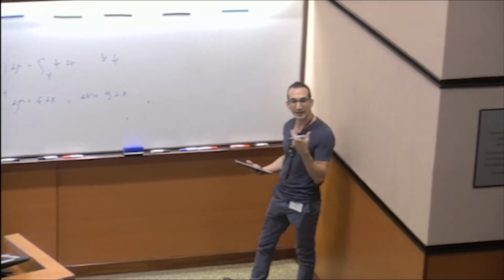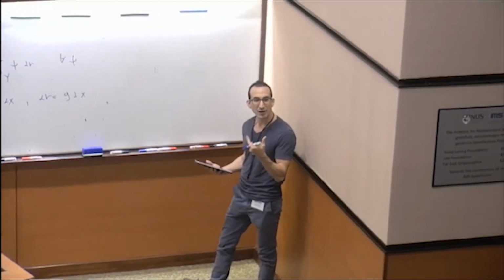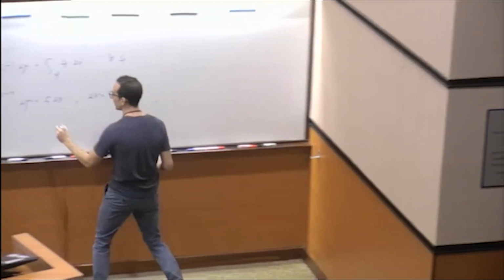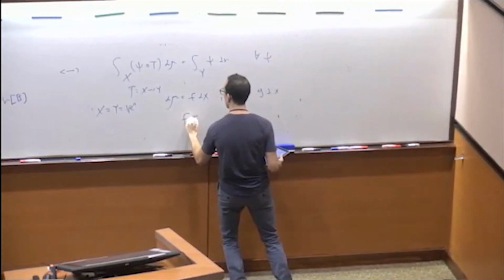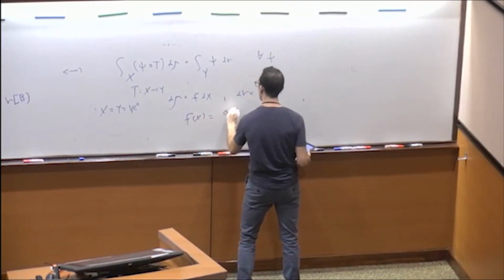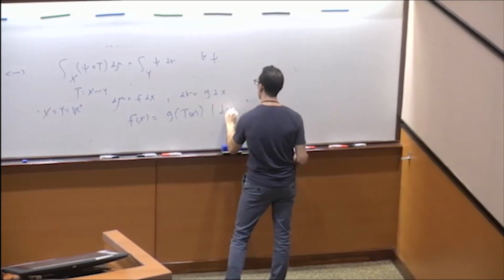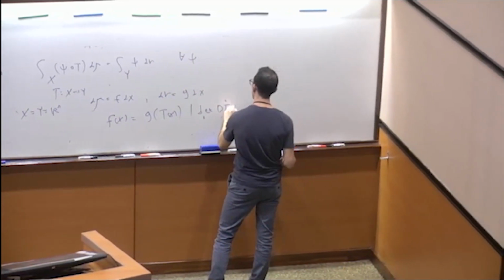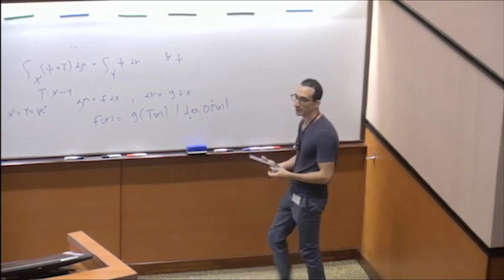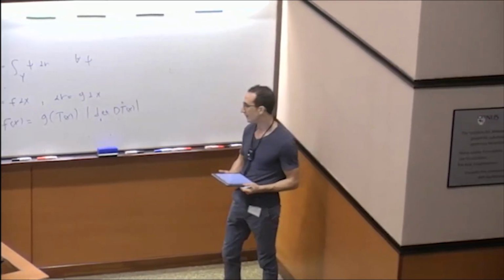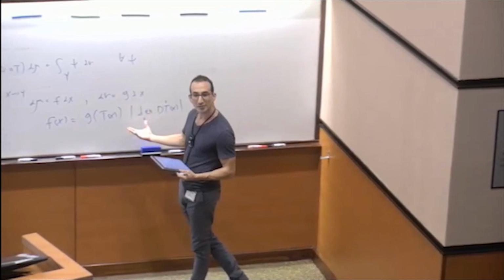So you can write an identity for the densities of these two measures. And the way it works is that you need f of x to be equal to g of T of x, times the absolute value of the determinant of the derivative of T. Okay, this is just the change of variables formula.